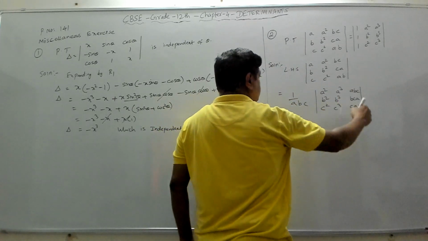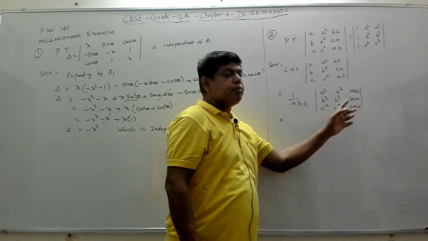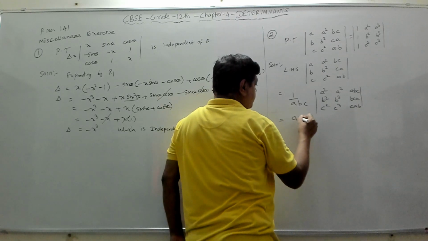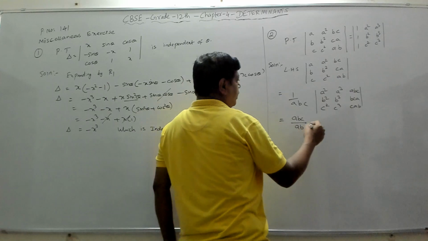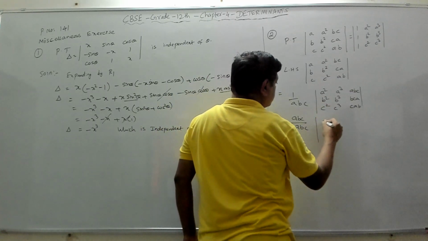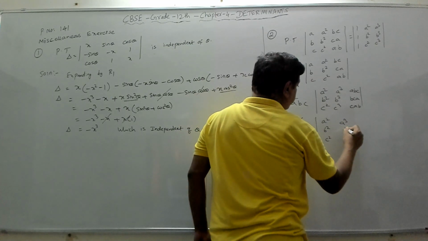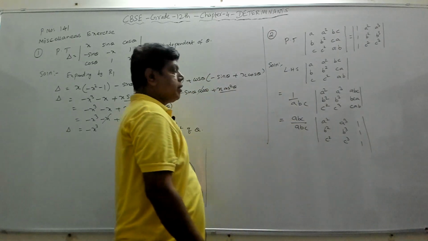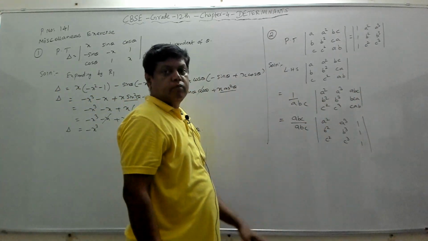Now if you see the last column, column 3, all of them have the same element, ABC, ABC, ABC. So that can be taken out of the determinant. So it will become ABC times the determinant A square, B square, C square, A cube, B cube, C cube, and this will become 1, 1, 1, because we have taken ABC out of the column C3.